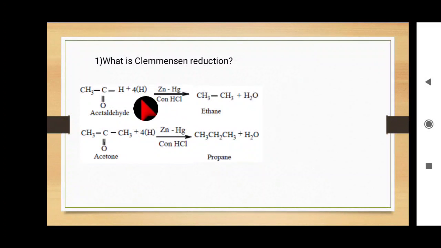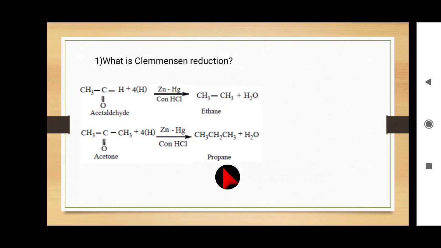Actually, what is reduction? Addition of hydrogen, removal of oxygen. Here oxygen is removed in acetaldehyde as well as acetone. So the double bond is converted into a single bond, and each carbon bonds with hydrogen. So here we get ethane, and in the second equation propane.